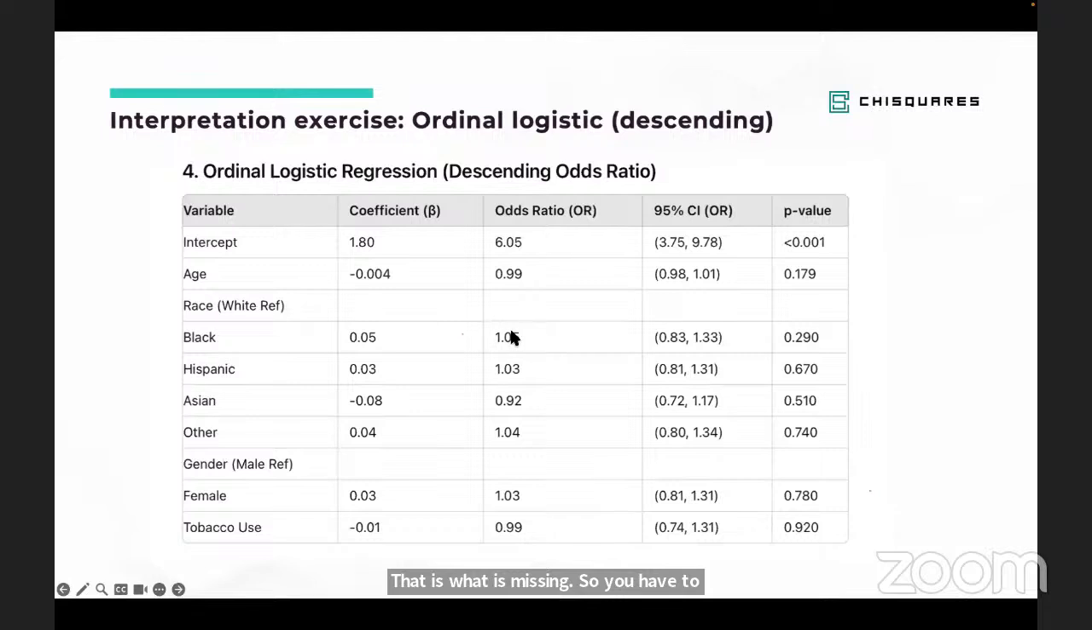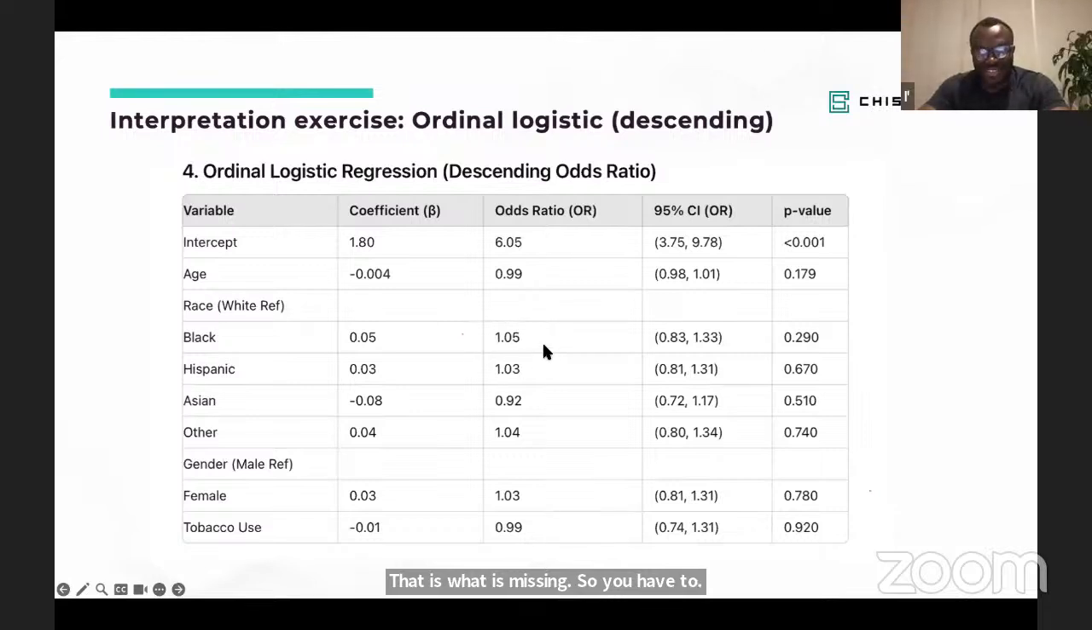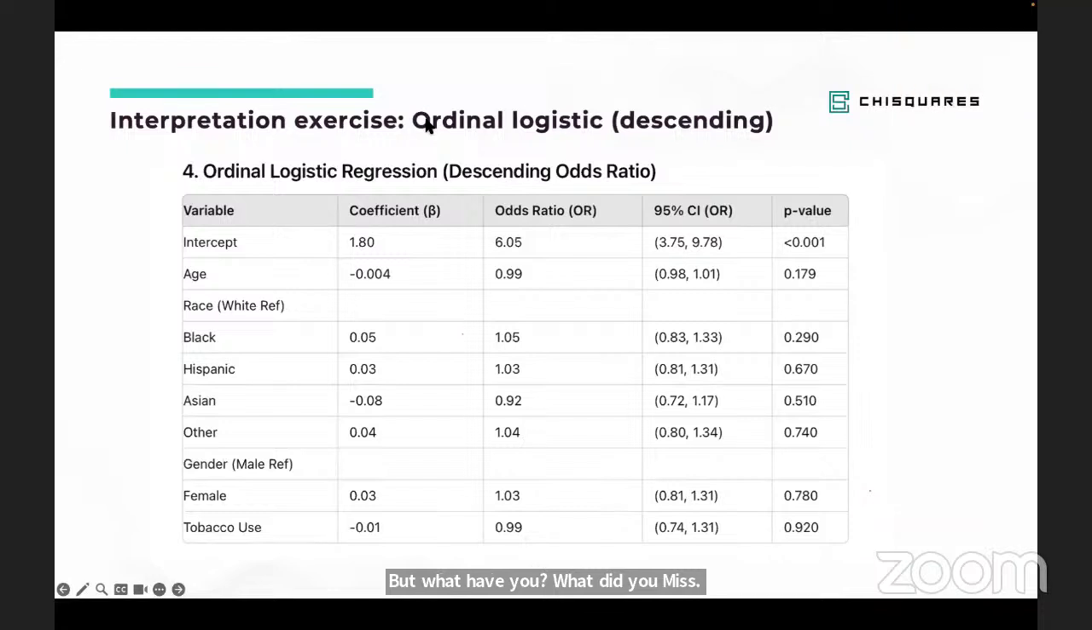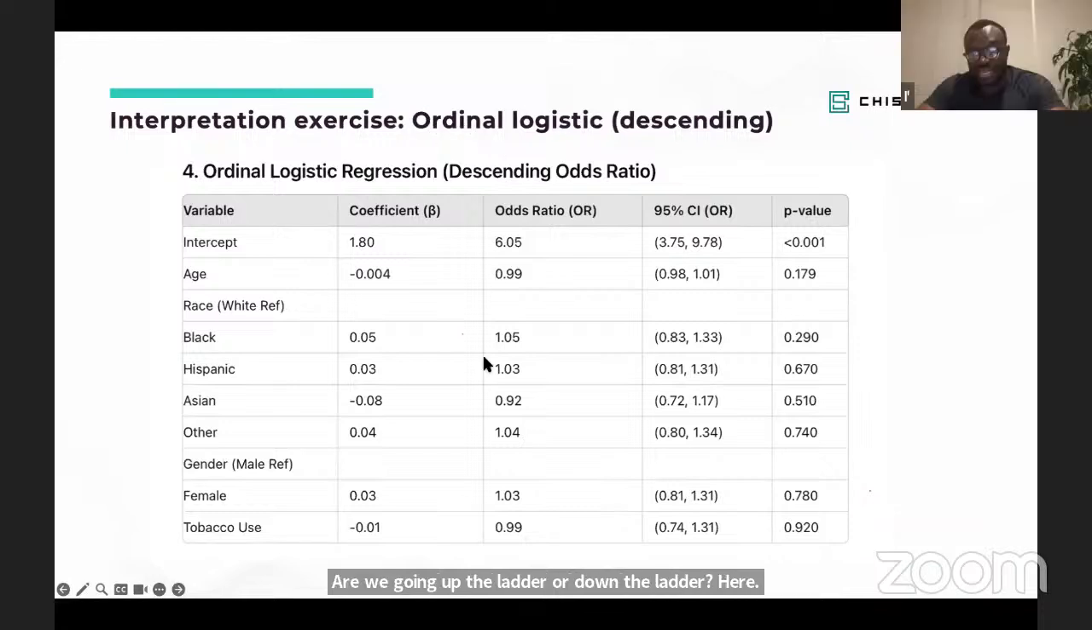So this is the answer. This is higher odds, right? 1.05 times higher odds. So the odds itself is higher. But what did you miss? Are we going up the ladder or down the ladder here? We're going down the ladder, right? So they have 1.05 times higher odds of what?